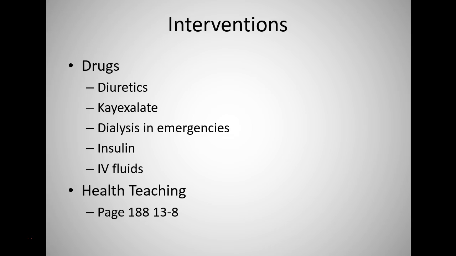You can also give IV fluids. Giving them IV fluids will give them not so much fluid overload, but it causes their kidneys to process it more and urinate. And the more they urinate, the more potassium gets excreted.